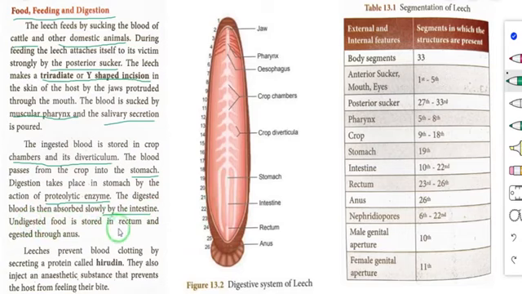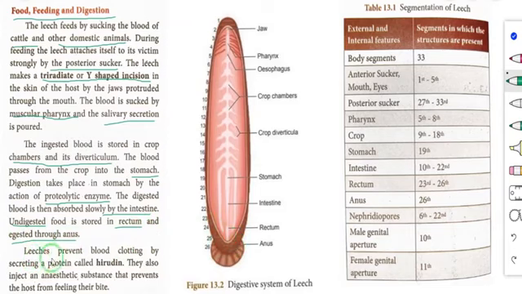Undigested food is stored in the rectum and eliminated through the anus. So undigested food is stored in the rectum, this region, and later it is eliminated through the anus region, right?